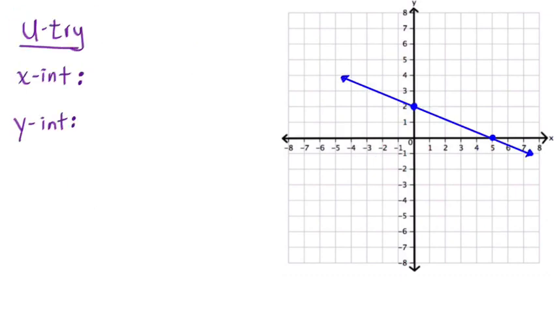Go ahead and try this one and then check your solution. Go ahead and pause the video here. How did you do? Did you get that the x-intercept is 5, 0 and the y-intercept is 0, 2?